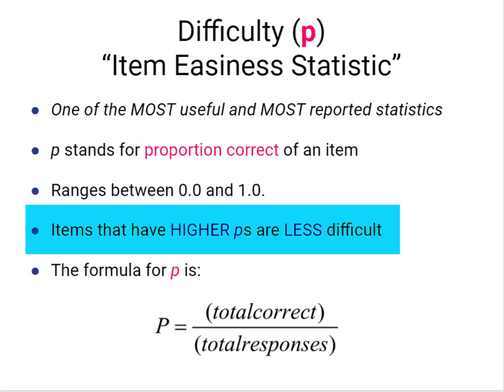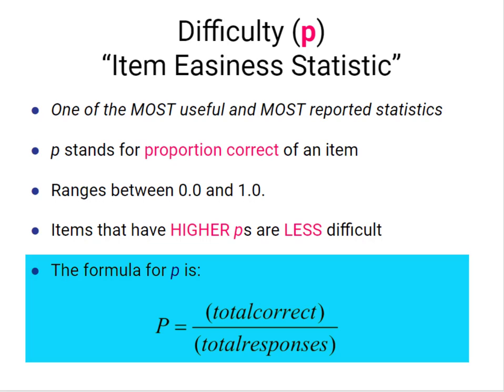Items with a higher p-value are less difficult. That's why I like to call it the item easiness statistic, because a very high value will tell you that you have a very easy question. The formula for the difficulty statistic is very simple. It's just the total number correct over the total number of responses. If your student did not respond to a question, you don't count them in the denominator here.